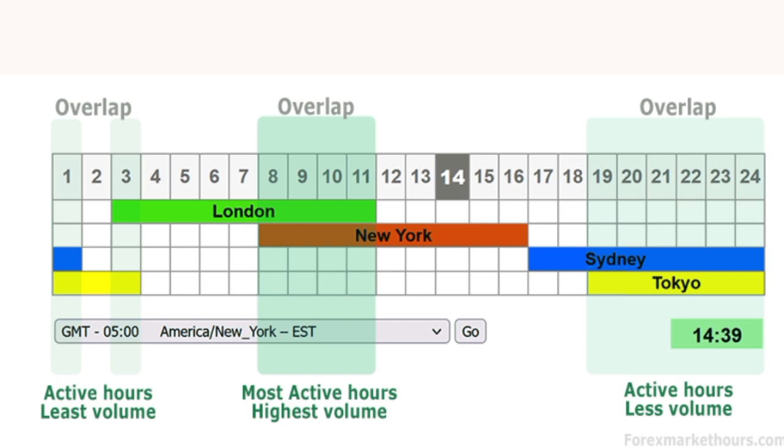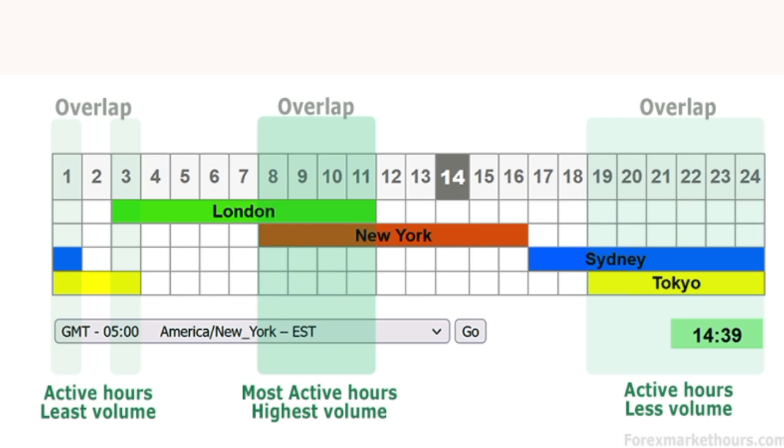And that period is before the London market opens. The London market will open at 0500 GMT. That is when the market will open, so you don't want to trade then. What you are looking at is where the London and the New York sessions overlap. Guys, that is the odd zone. That is when you want to trade. You can see it is the most active hours and highest volume.